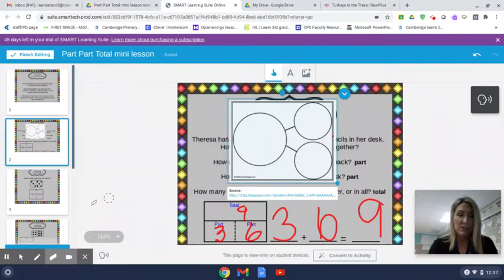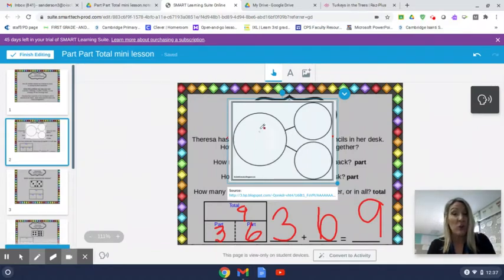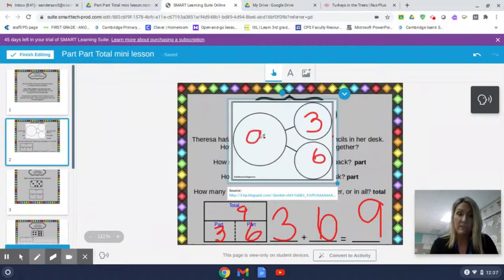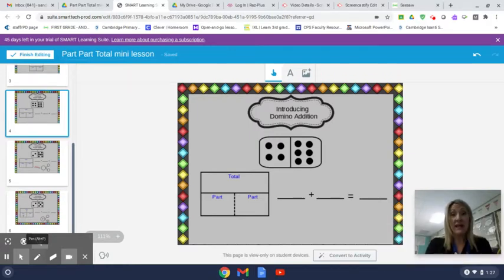A number bond is the same as a part total diagram. We have 2 parts that go together to make a total. Sometimes you might know what the total is, or the big number here, and you have to find the other part. So for this story, Teresa had 3 pencils in her backpack and 6 pencils in her desk. And when you put 3 and 6 together, that makes 9. Okay? So now let's look at this domino and do the same thing with the part total diagram or with a number bond.